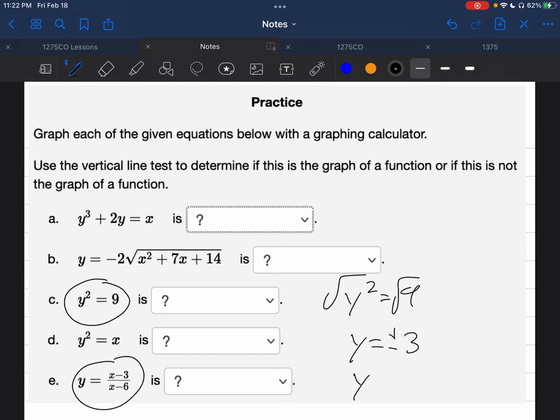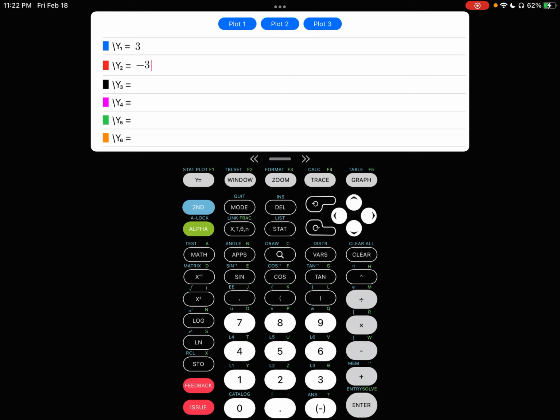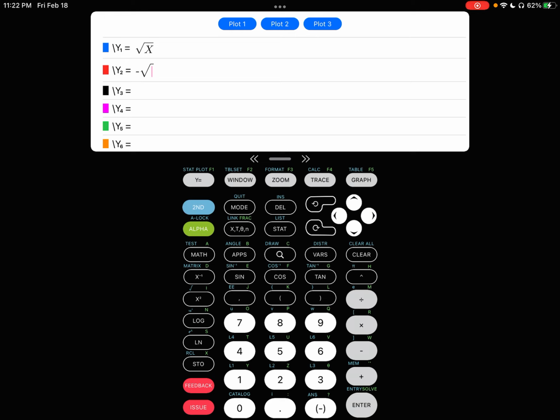All right, y squared equals x. You're going to do the same thing. Y squared equals x. Take the square root of both sides. That means y is equal to plus or minus radical x, which means we're going to have two separate functions here. One of them is going to be the square root. So second x squared is that square root button. Square root of x. And then negative square root of x.